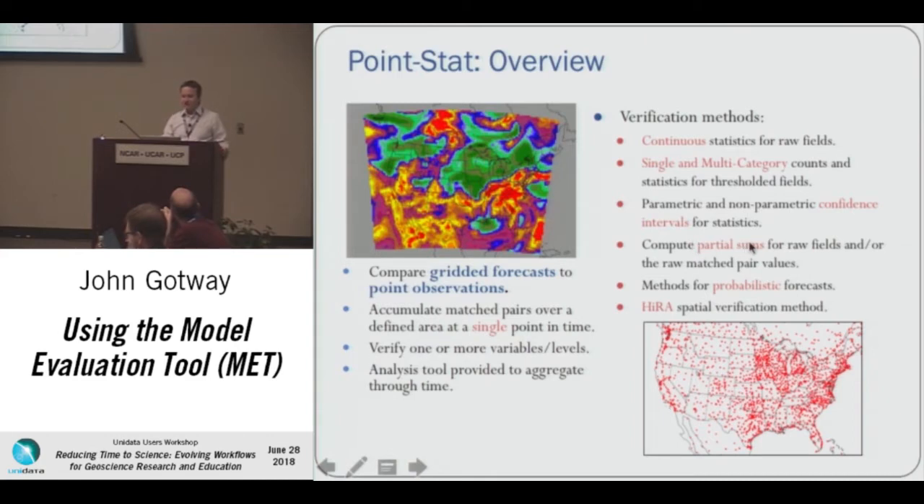We compute partial sums for the raw fields. We also are able to dump out the individual forecast-obs match pair values. There are methods for verifying probabilistic forecasts. And recently we added something called HIRA. It escapes me what HIRA actually stands for. It's essentially doing point verification, but in a neighborhood. So you don't require the event at exactly the point; you look in the neighborhood around the point location for an event. Maybe it didn't occur at exactly that lat long, but it occurred nearby.